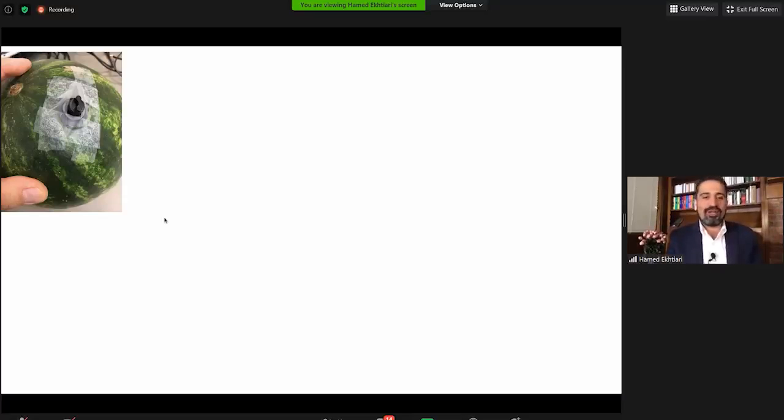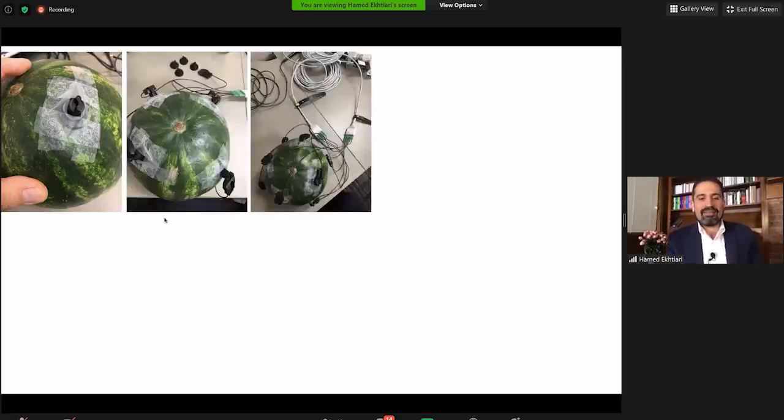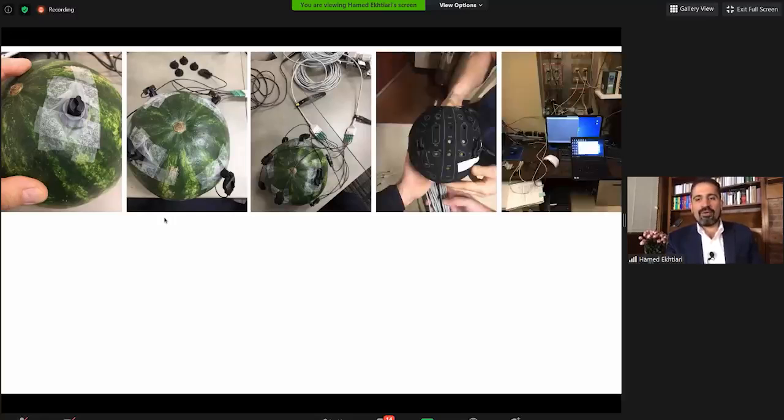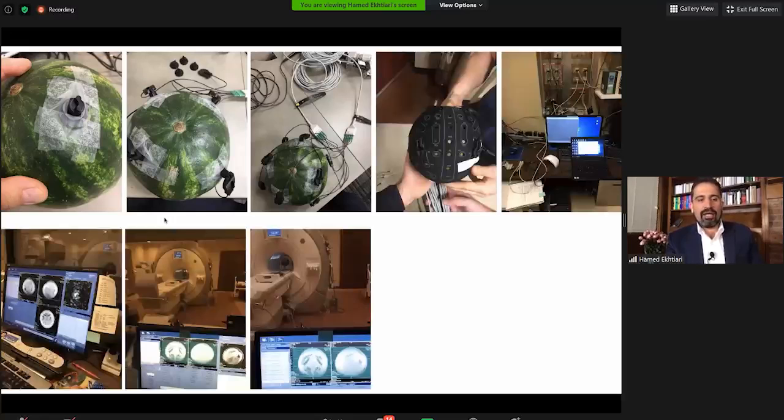So we put the electrodes over watermelons and tried to see if there is a chance that we can do a stimulation while we are scanning inside the scanner? So that was the question. And so we put the caps over watermelons and we made a setup in our lab to be able to do that. And we started to do the stimulation and recording in watermelon.